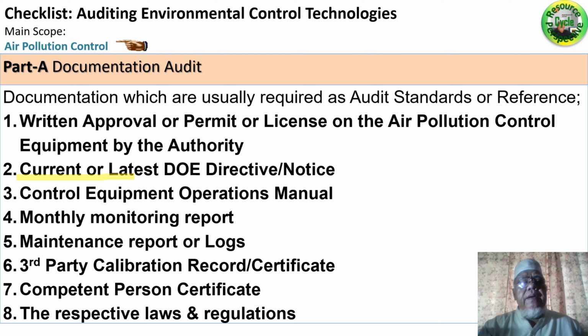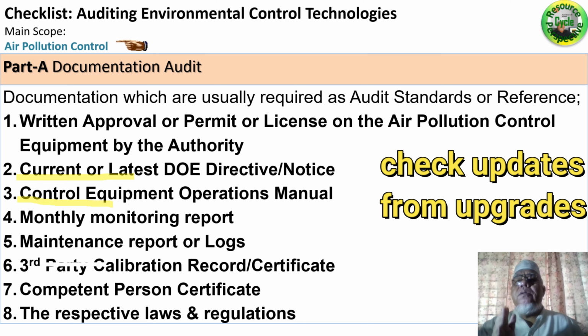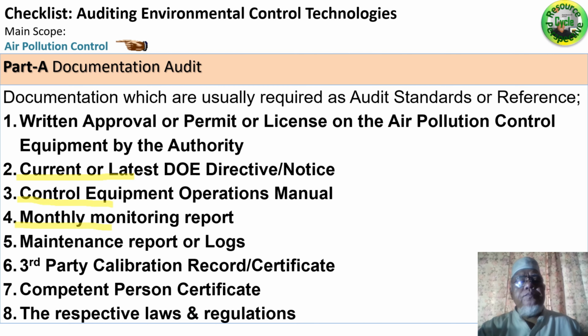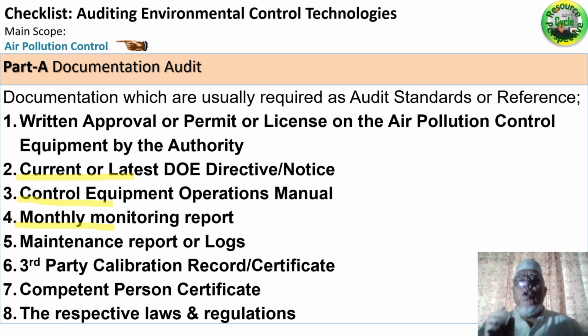Now, number 3, we need to seek the related operations manual or even SOP for the respective air pollution control equipment which we are auditing. All right. And number 4 here, we also require from them to hand over to us, along with all the above, their monitoring reports, preferably identical to those which they have submitted to the authorities.